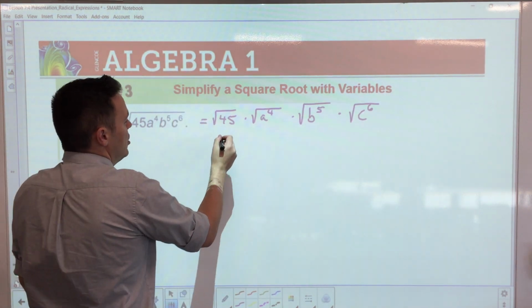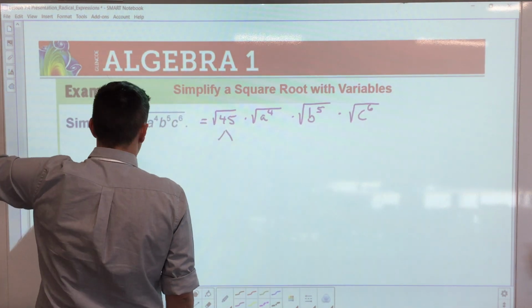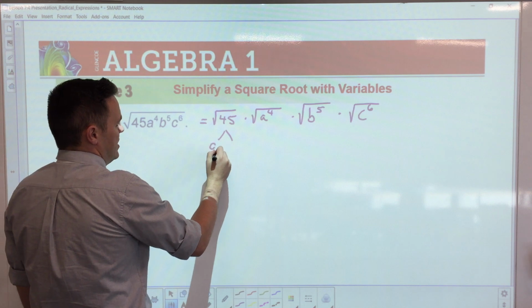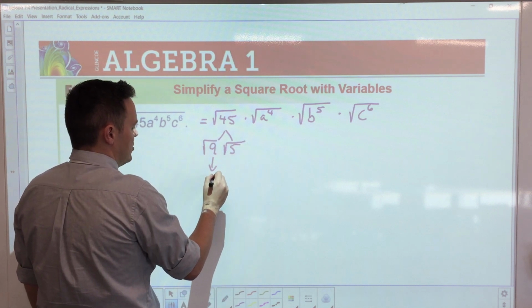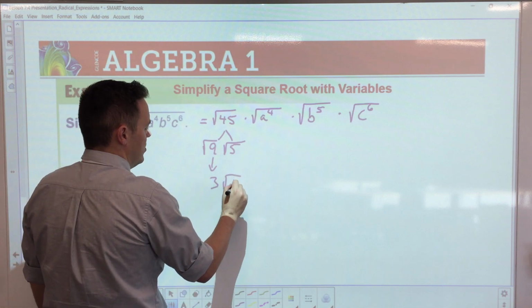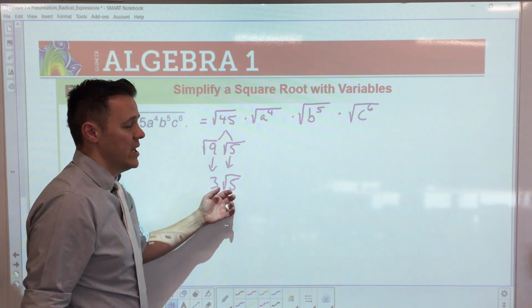All right, so 45. What number would go in? If you guys look at your chart, it would be 9. So 9 times 5, okay? You take the square root of these two. The answer here would be 3 square root of 5, right? Hopefully you guys understand that.